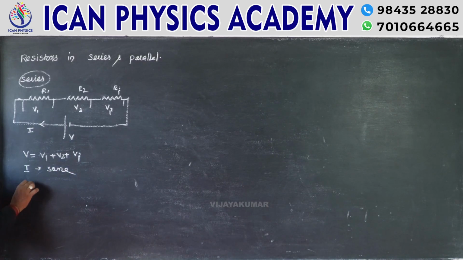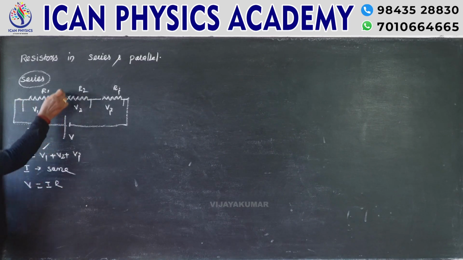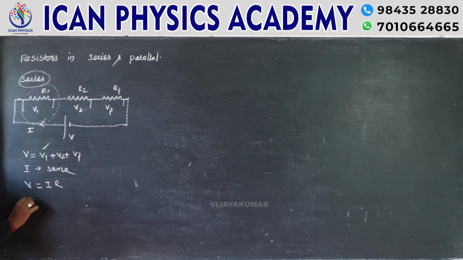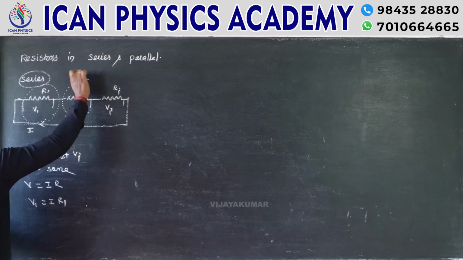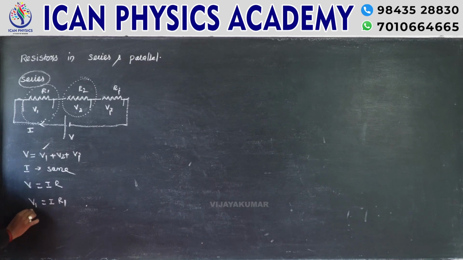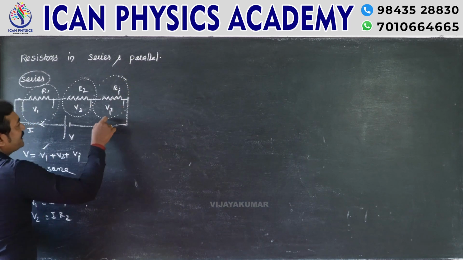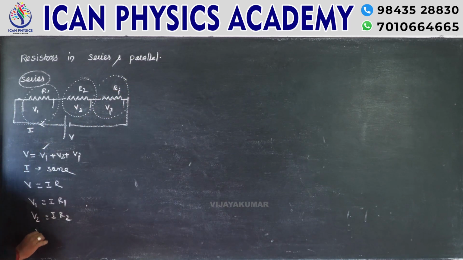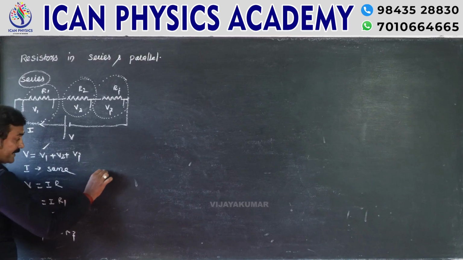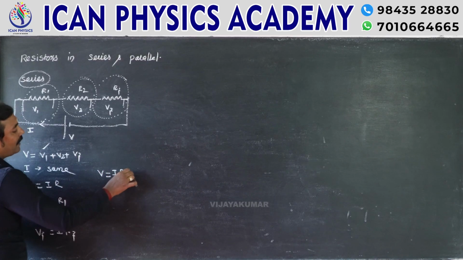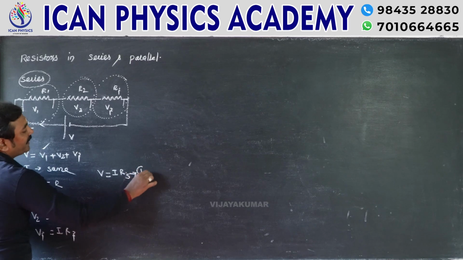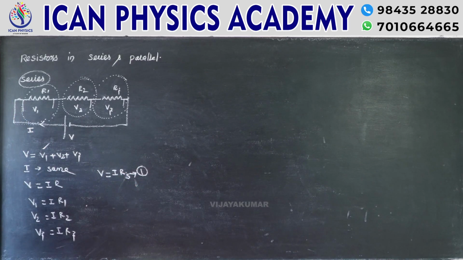We know very well that V equals IR. So for V1, we can modify the first case: V1 equals I into R1. For the second case, I will be the same, so V2 equals I into R2. For the third case, the current will be the same, so V3 equals I into R3. In the general case, V equals I into RS. Why are we writing RS? Because the resistors are connected in series.